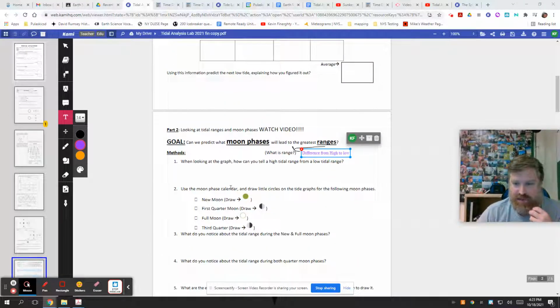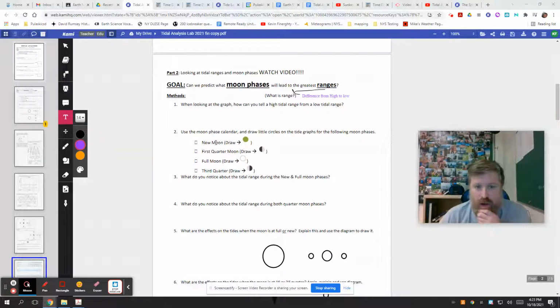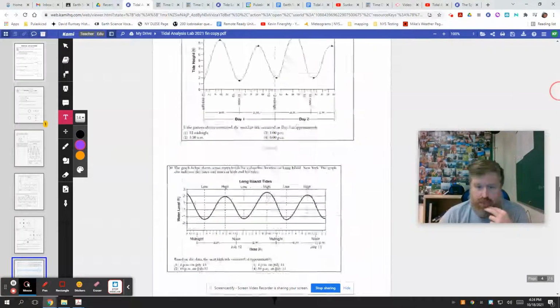All right, so what's the job? First, answer that. How do you tell the difference? It's fairly similar to that answer, but look at it in context of the line, what does that look like? Thing number 2, the next job. You're going to draw the new moons, the first quarter moons, the full moons, and the third quarter moons right on the graph. So I'm going to go down to it.